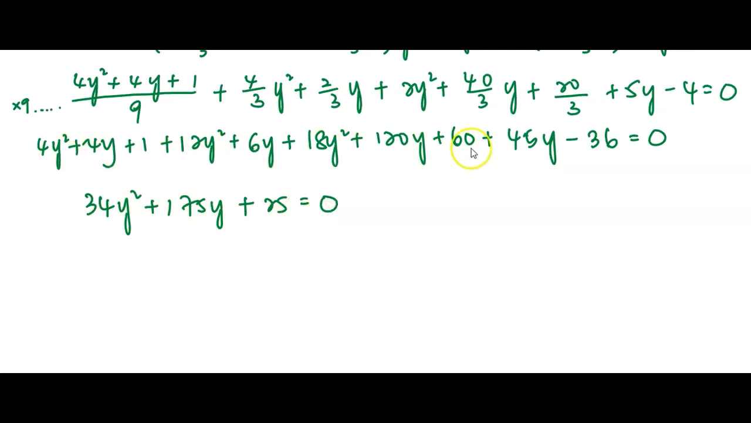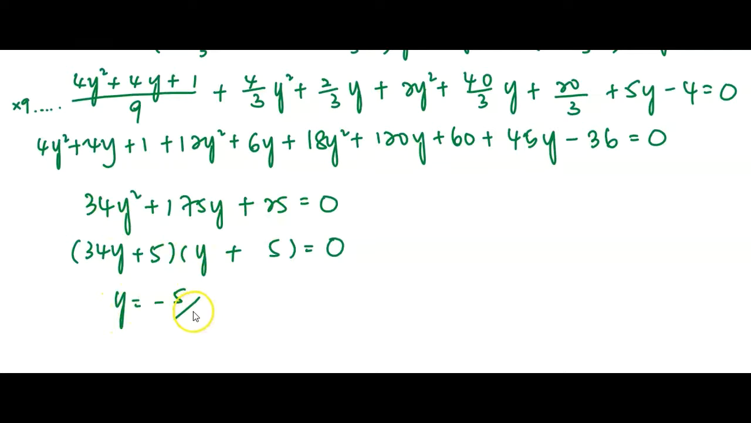You need to be careful a bit because this is a long calculation, and when you collect all the like terms together, you must be very careful. Alright, then after that, we try to factorize it. Okay, you got this positive. So expand it back to see if you got this back. All right. Then you have y equals negative 5 over 34. The other y will be negative 5.